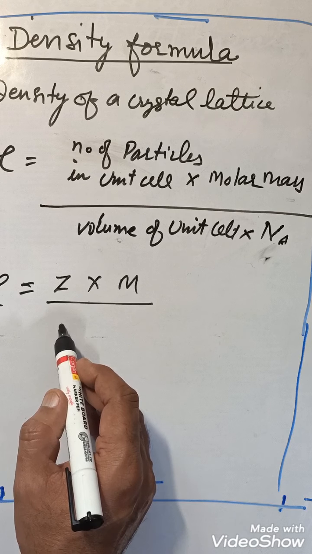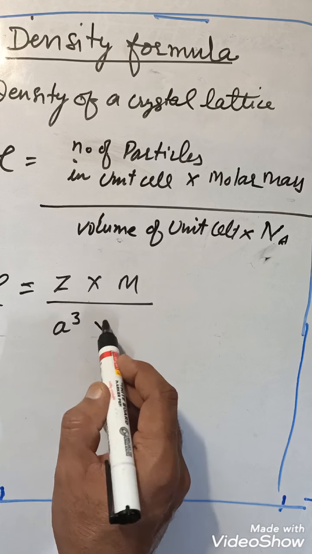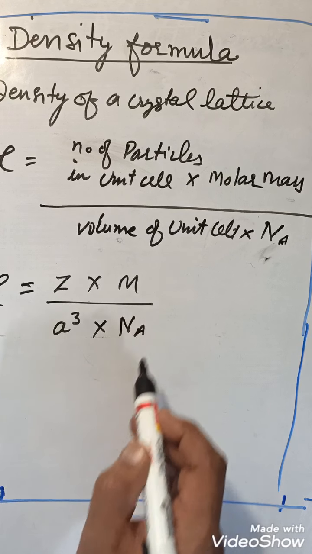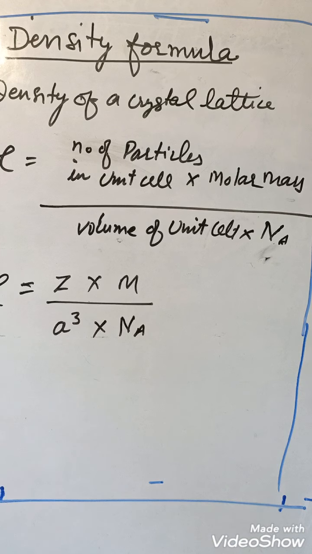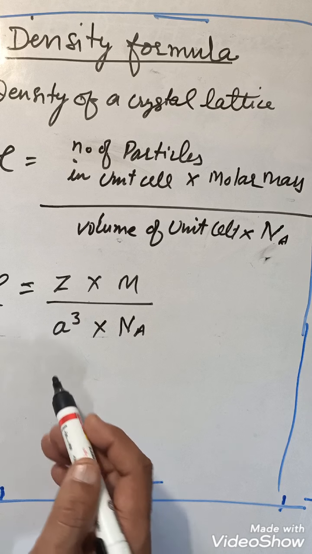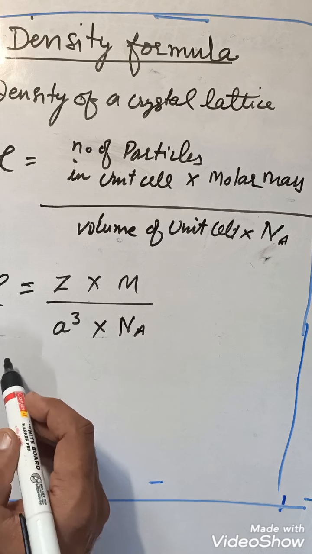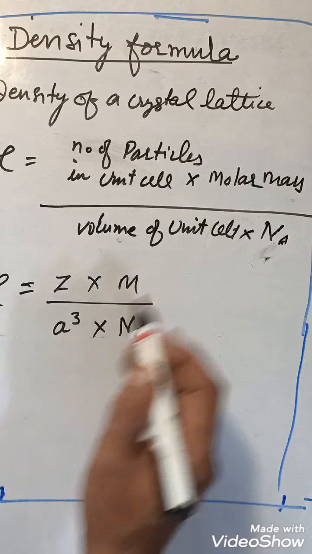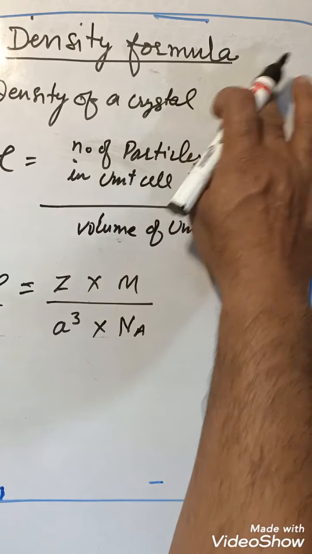Unit cell is cubic unit cell, A cube into Avogadro's constant. So this formula is universally used to find out the density of crystal solid. You can write crystalline solid here.